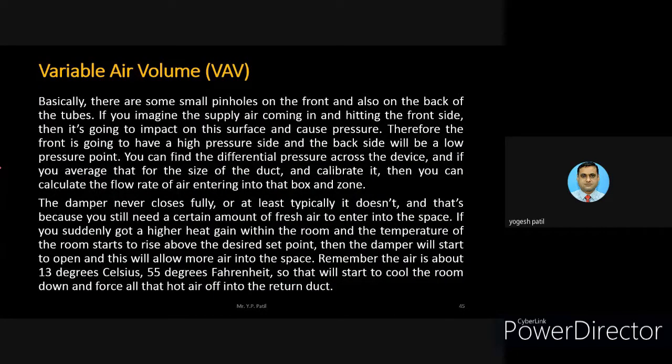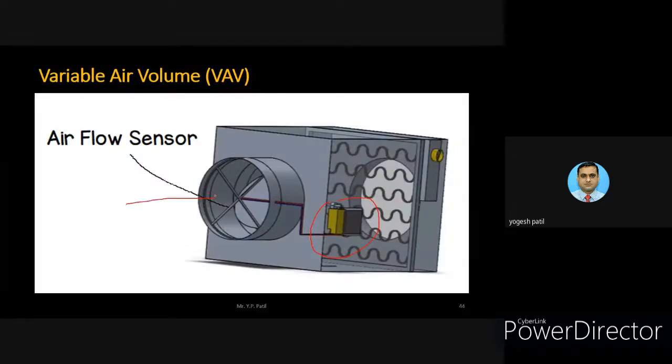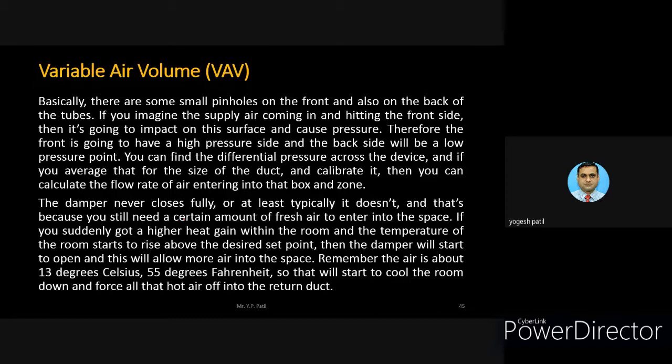Basically there are some small pinholes on the front and also on the back side of the tubes. If you imagine the supply air coming in and hitting the front side, it is going to impact the surface and cause pressure. Therefore the front is going to have high pressure. Front means this side. This is the front side and this is the back side of this particular damper. The front is the high pressure side, and the back side will be a low pressure point. You can find the differential pressure across the device, and if you average that for the size of the duct and calibrate it, then you can calculate the flow rate of the air entering into that box.